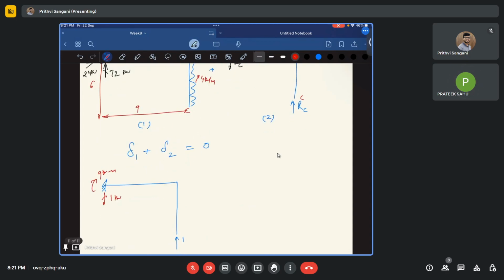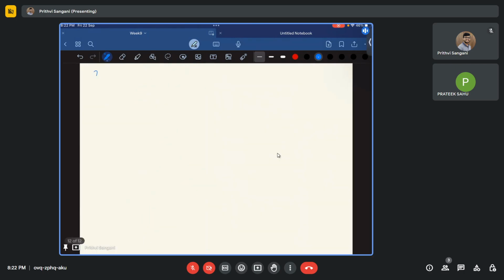So you use these two things to find out delta 1, and similarly even for delta 2 you'll assume the same thing. So this is going to be the same: 9 kilonewton meter and downwards 1 kilonewton. So you'll be using these two to find out delta 2. From this you'll get delta 1, and from this you'll get delta 2. So I'll just write down the tabular form of what's going to happen.